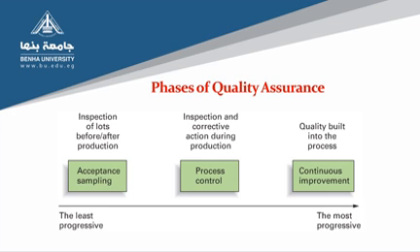Some rely heavily on inspection. However, inspection alone is generally not sufficient to achieve a reasonable level of quality. Many occupy a middle ground that involves some inspection and a great deal of process control. The figure you see illustrates these phases of quality assurance.